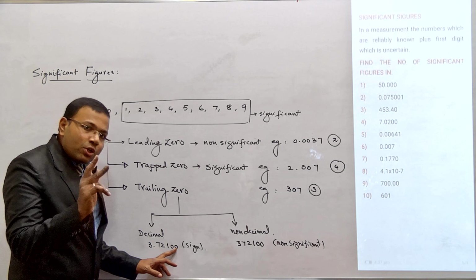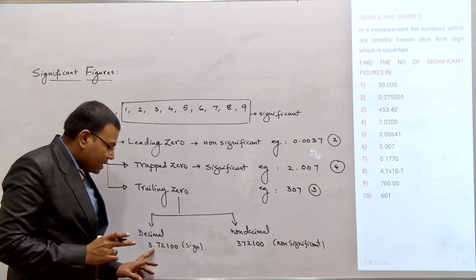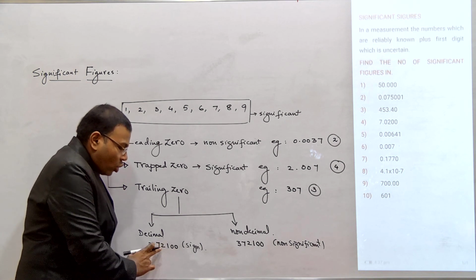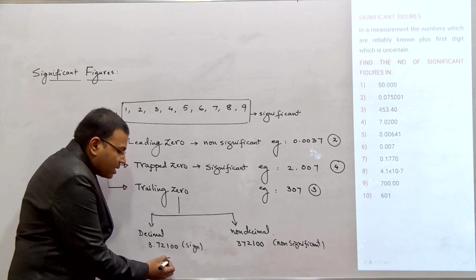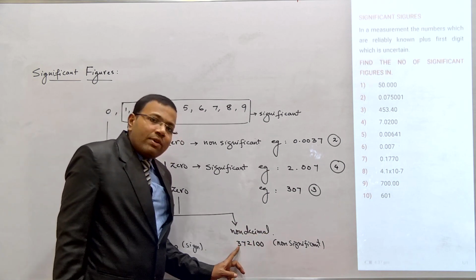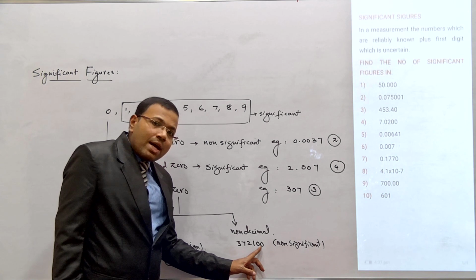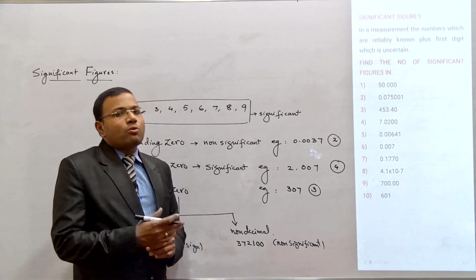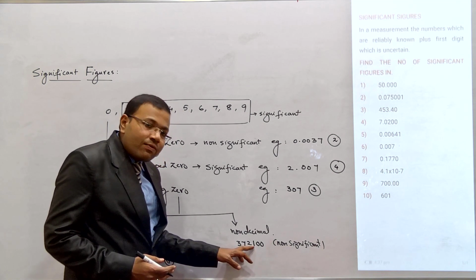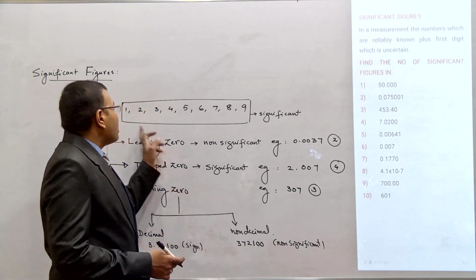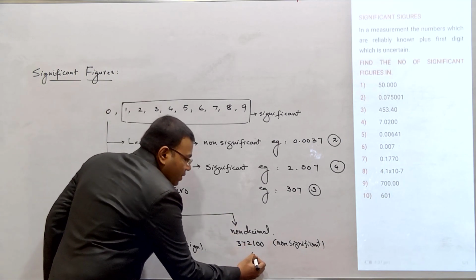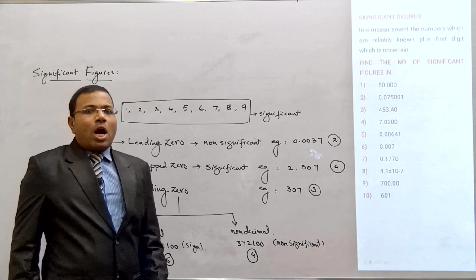How many significant figures are there in 3.72100? The 2 zeros we have to count because a decimal is there. So 1, 2, 3, 4, 5, 6: 6 significant figures are there. And for the non-decimal number, we don't have any decimal and we are getting the last digits as 0, so we should not count those zeros because they are non-significant. So 3, 7, 2, 1 only are significant: 1, 2, 3, 4. 4 significant figures are there in this. I hope you have understood.